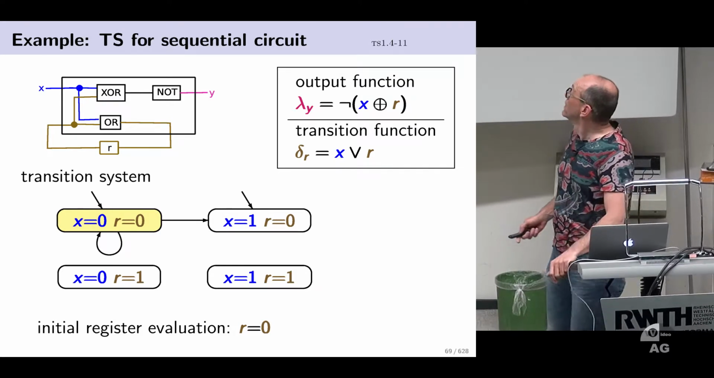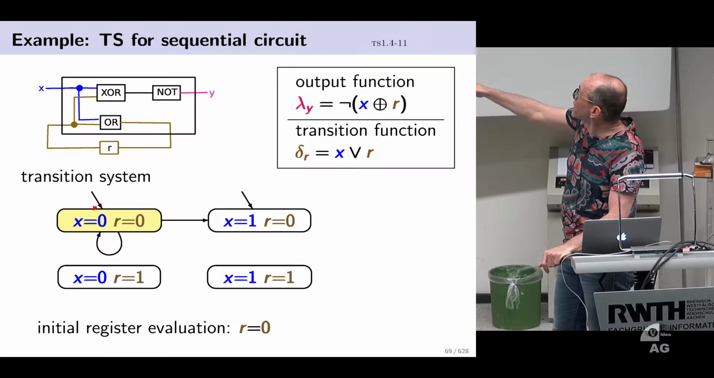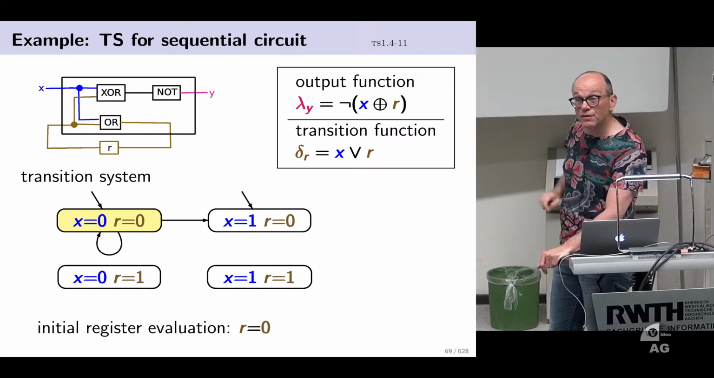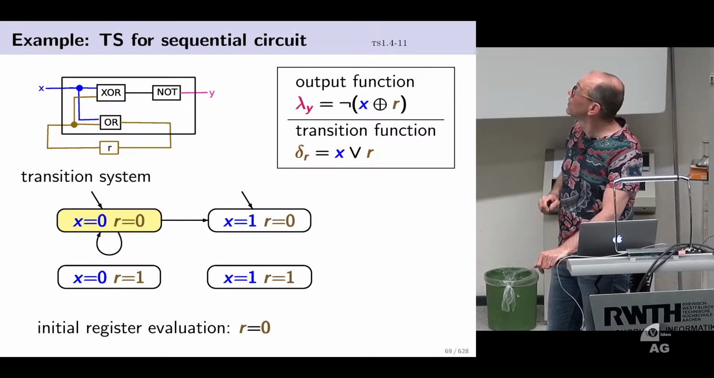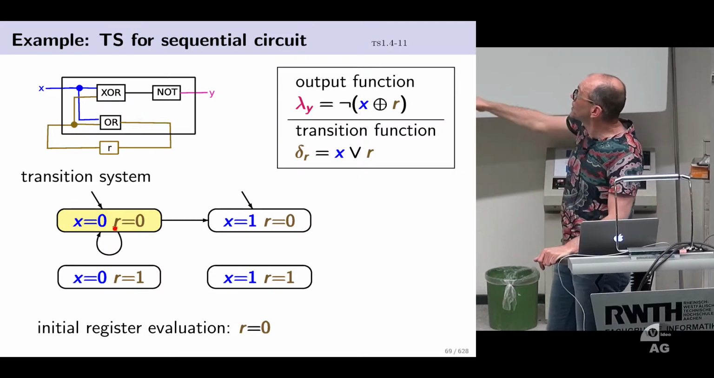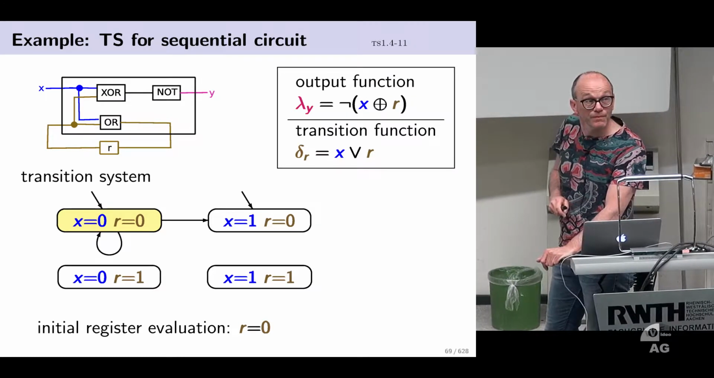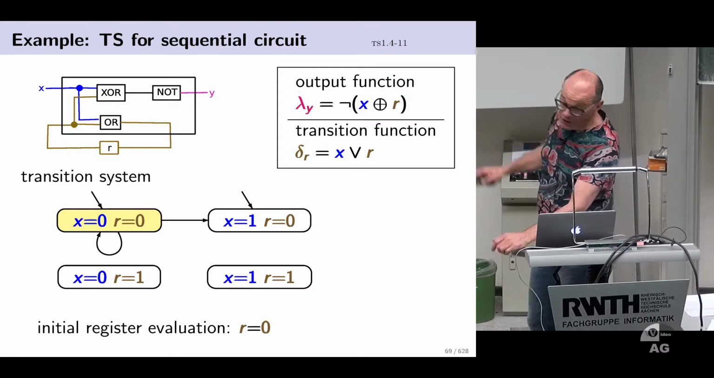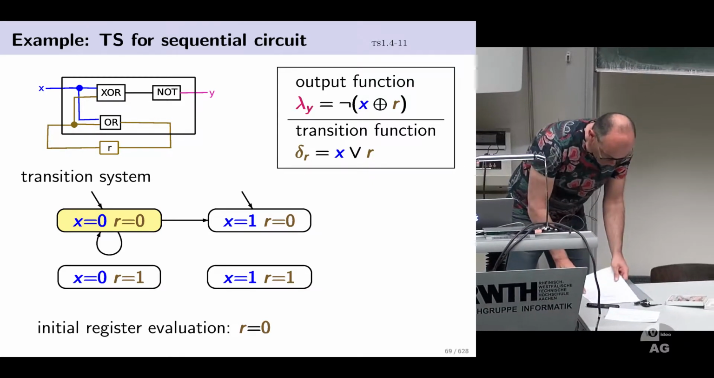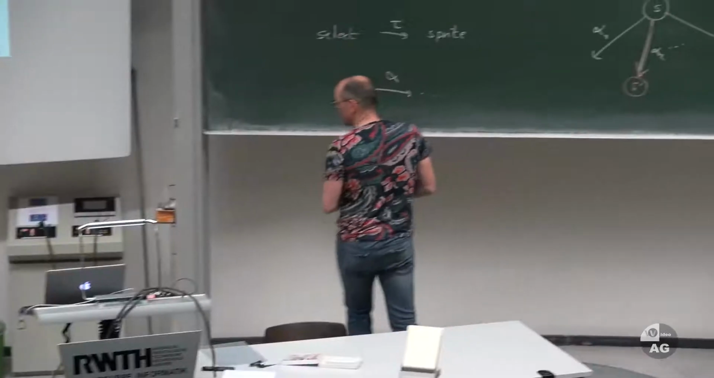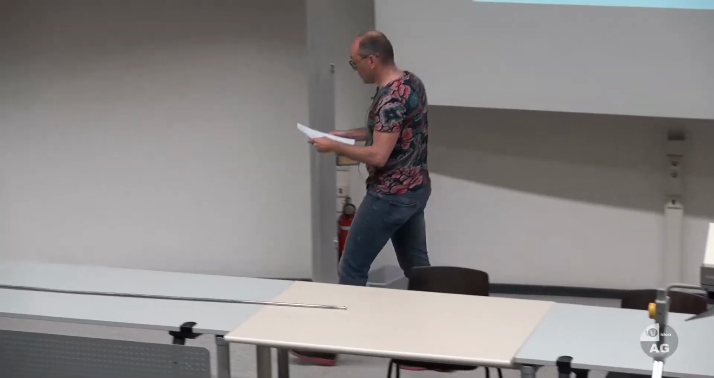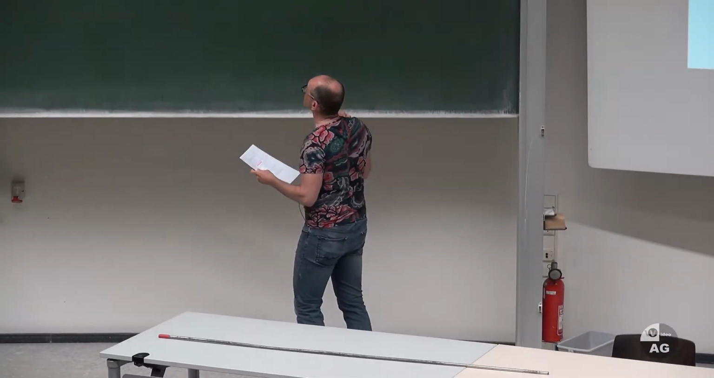Let's suppose that we are in this state, and suppose that the input bit changes from 0 to 0. So it stays at 0. What does that mean in terms of my transition system? I stay in this state. Why is this? Maybe I should write this down. How is the transition relation formally defined? I can use the board over here. So the formal definition is the following.